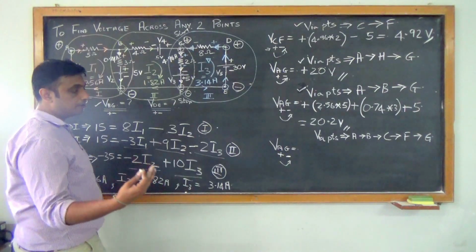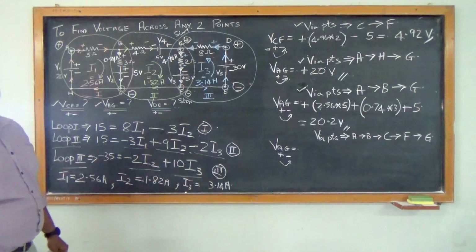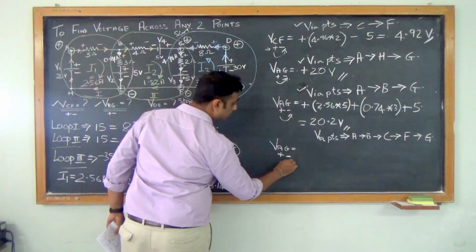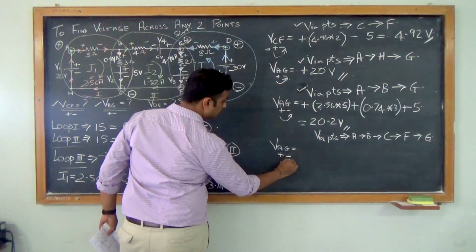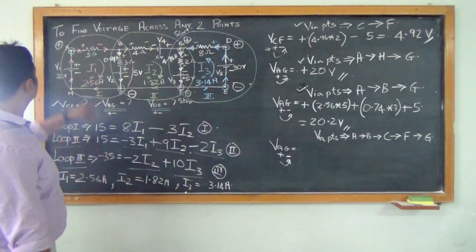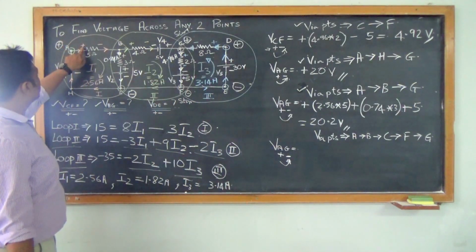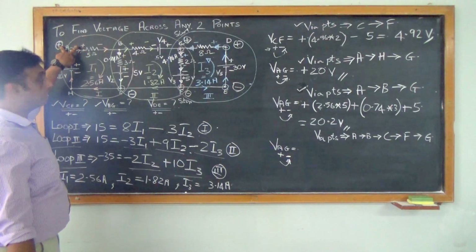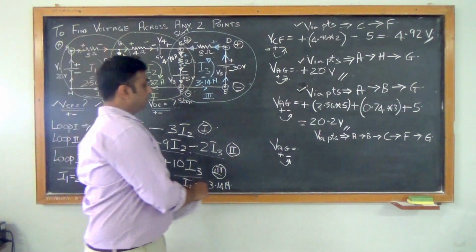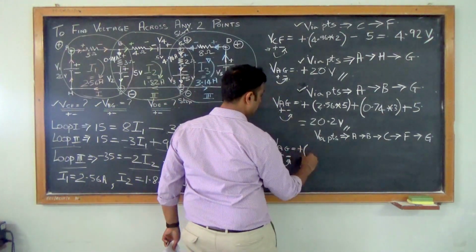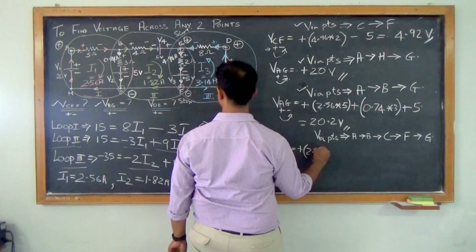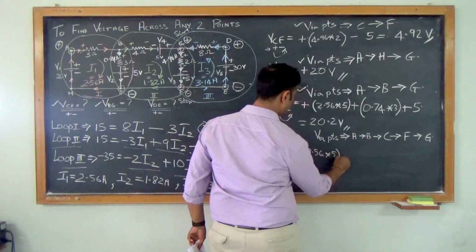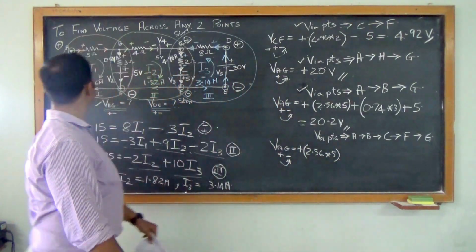As I told you, you can even move from negative to positive. It makes no difference. You will get the same answer. Only that you have to take care of the polarities. So moving from A to G. As I told you, the first terminal of the 5 ohm resistor is the positive terminal. Multiply both the polarities. So positive into positive is positive, which will give me 2.56, which is the current flowing in the 5 ohm resistor, into the resistance value, which will give me the voltage.